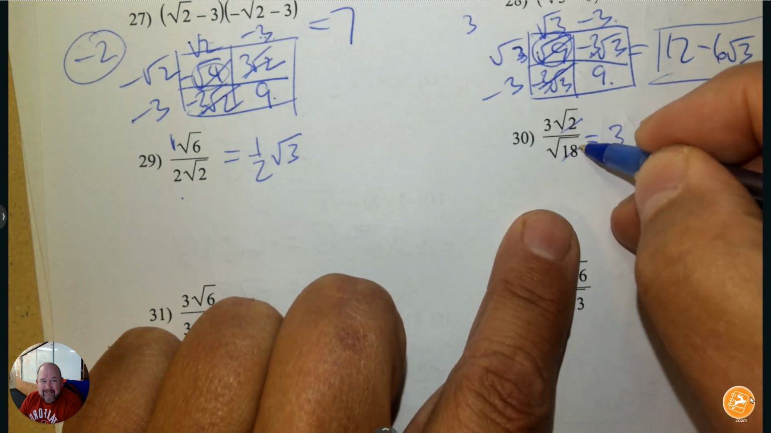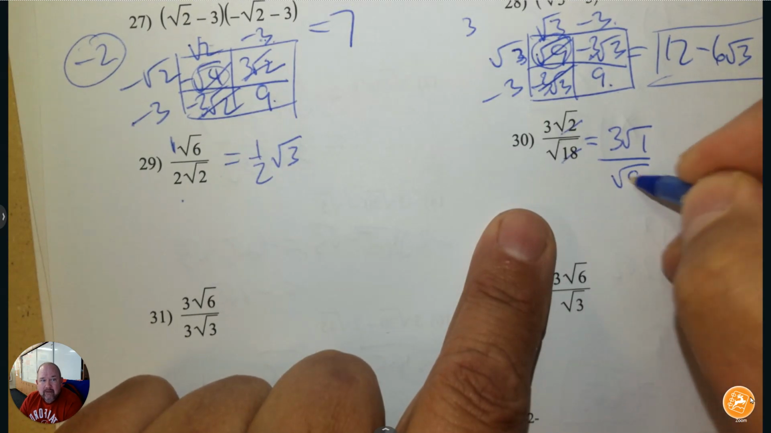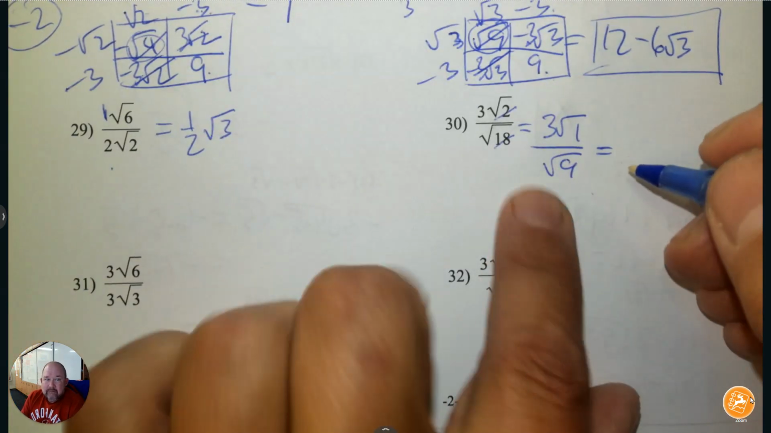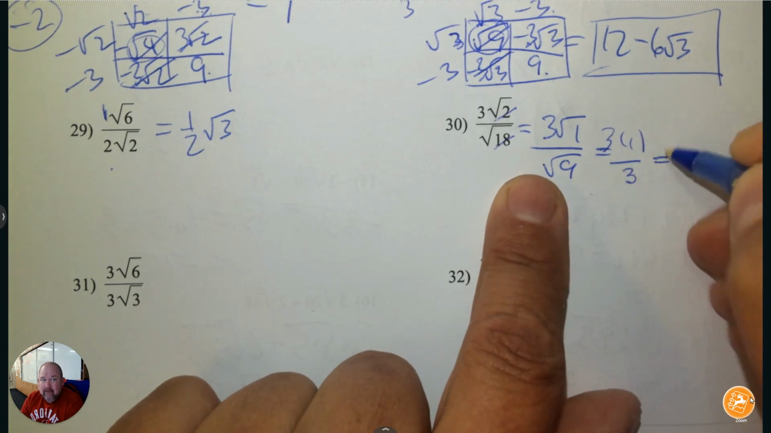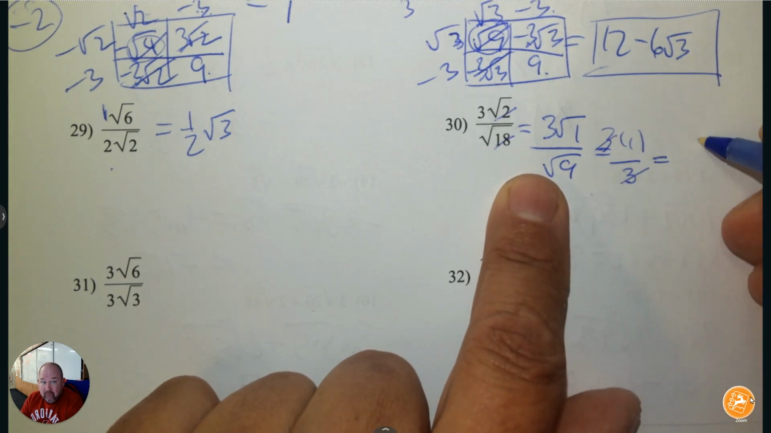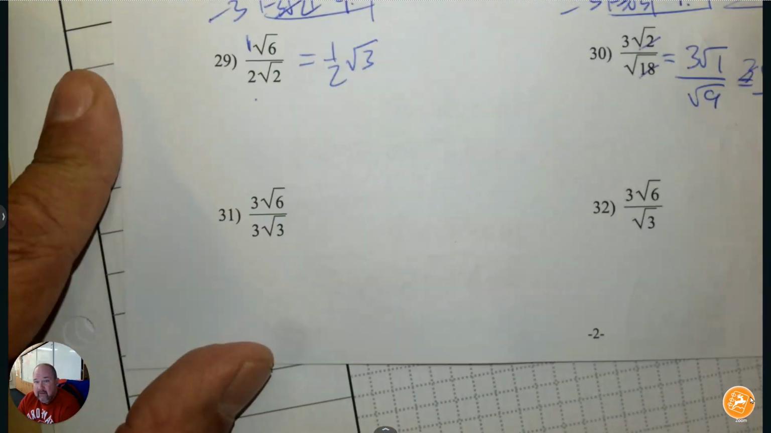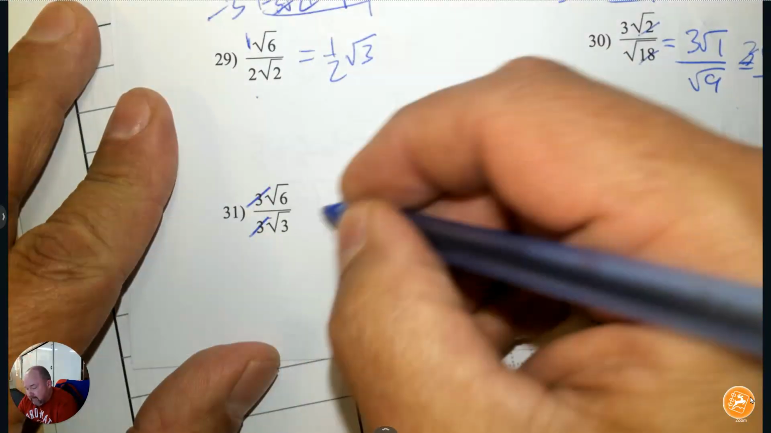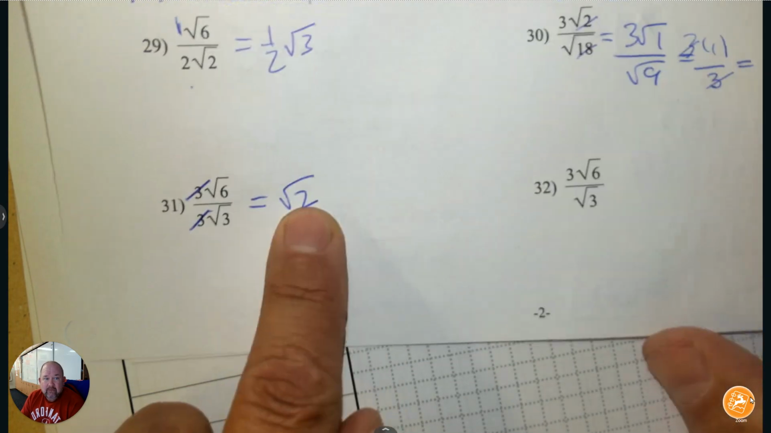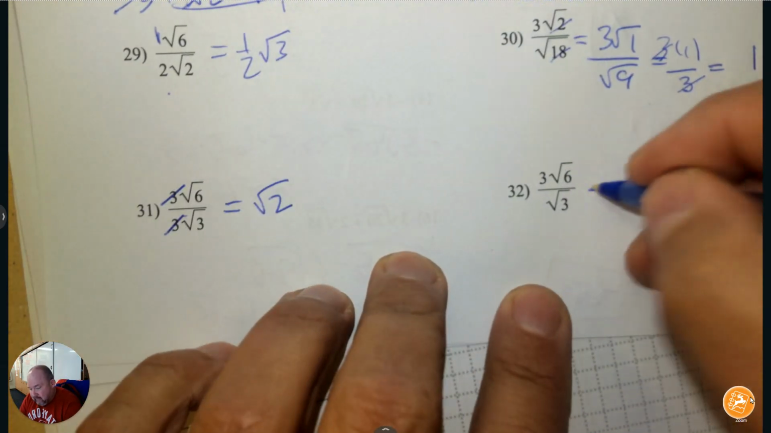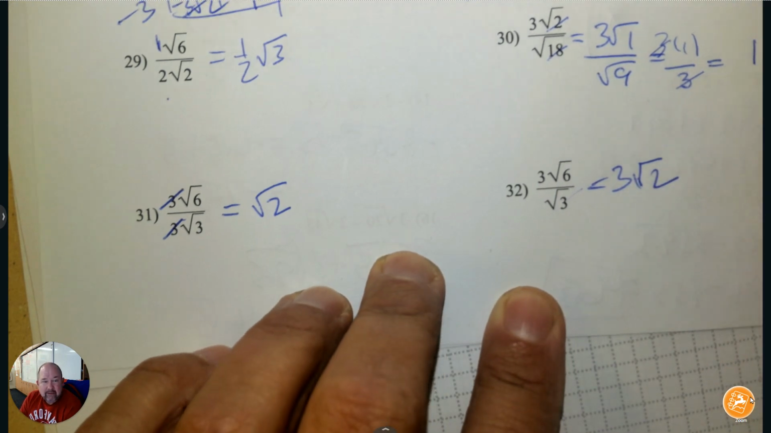2 goes into 18 9 times. So it becomes this. And then the square root of 1 and the square root of 9. And then if I divide this out, the answer is just 1. Here, 3 divided by 3, and then 6 divided by 3 is 2, and you have your answer. Here we have 3. Again, 6 divided by 3 is root 2. On the page.